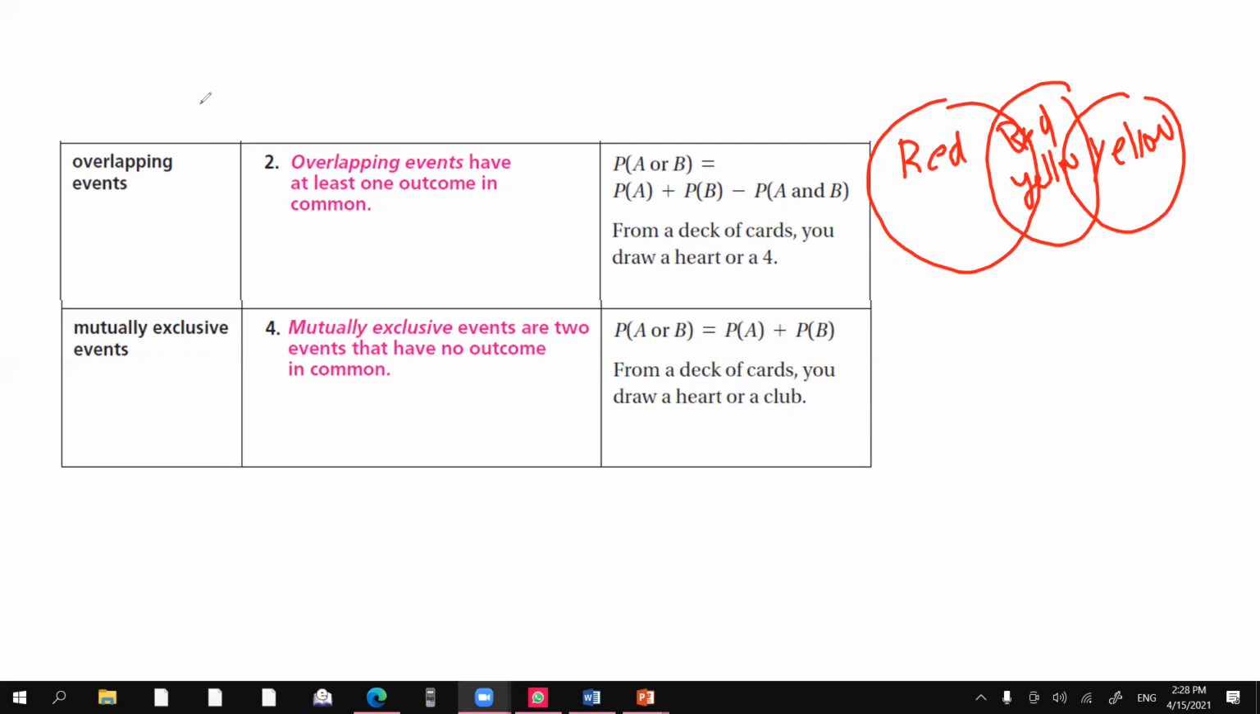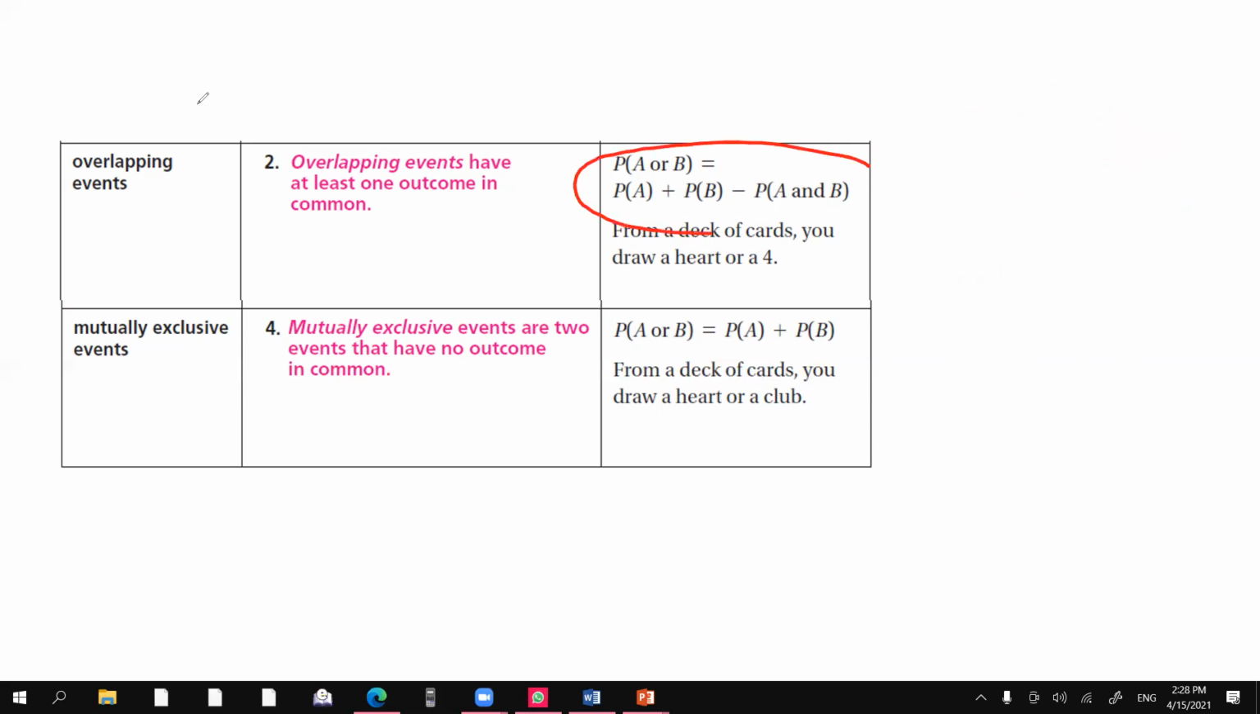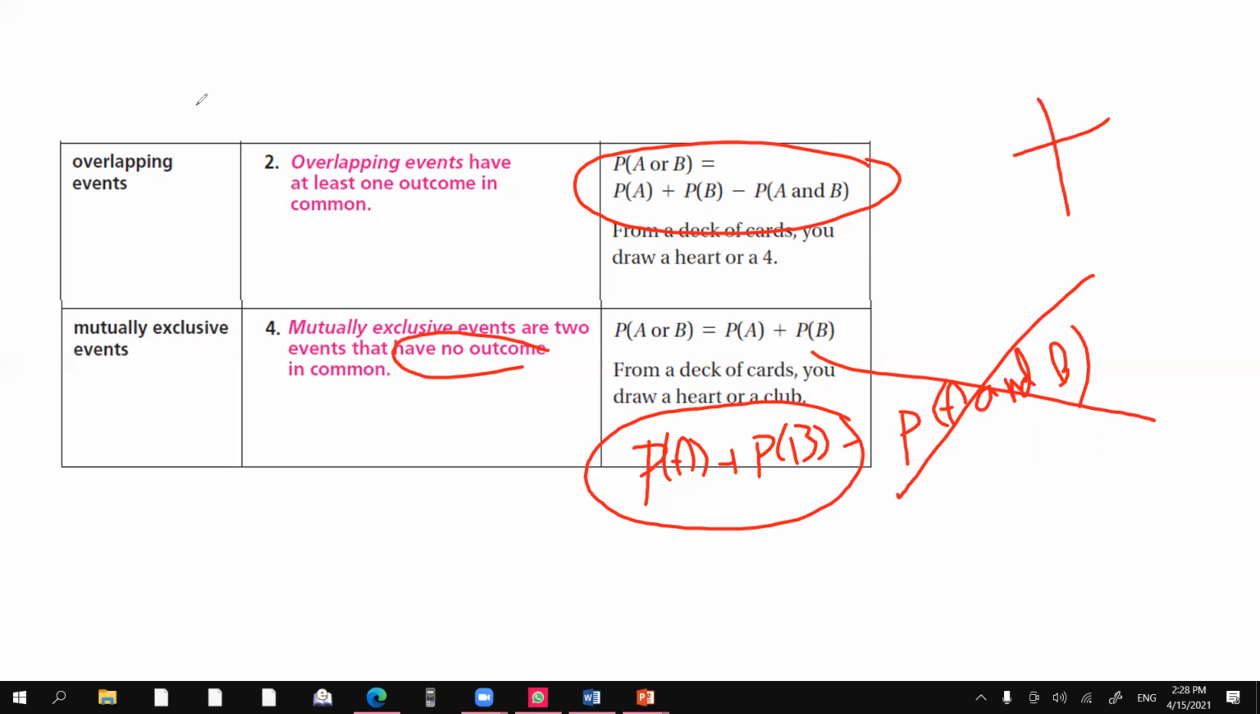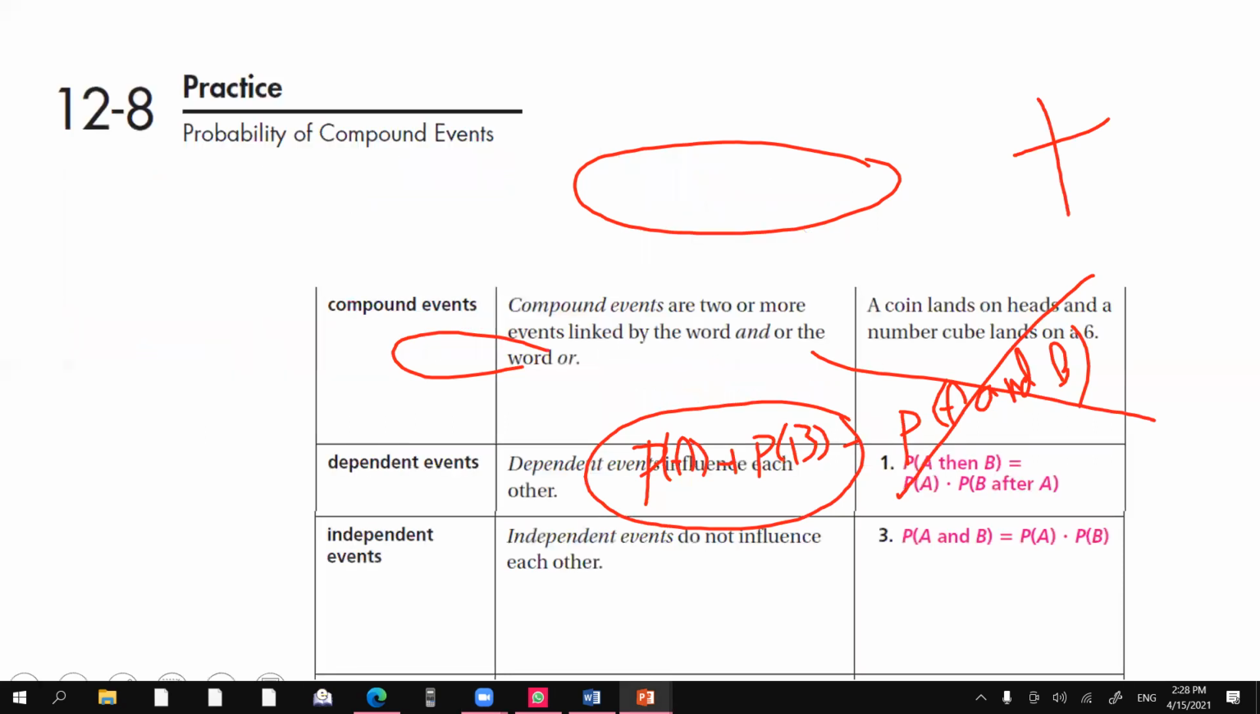Now, what is the formula of it? The formula of OR will be the probability of A plus the probability of B minus the probability of A and B at the same time. But if they are mutually exclusive, I will have the same formula, but since there is no common outcome, this will be 0. So I will say it is the probability of A plus the probability of B. Now remember, OR in probability means plus, and AND in probability means multiply, as we said here.